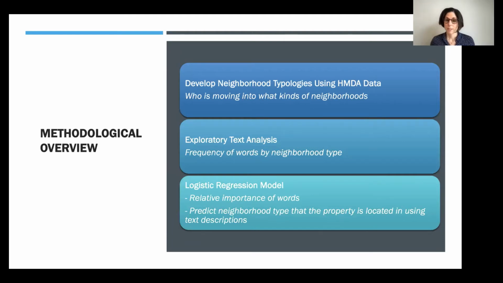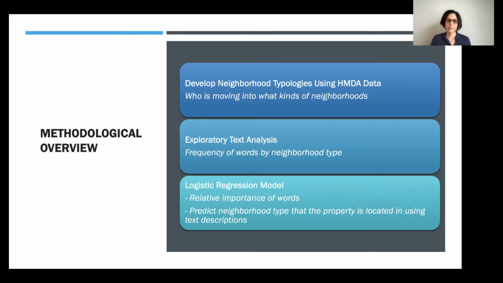So what we did for this first paper was we first developed some typologies of neighborhoods using that HMDA data. That gives us a sense of the neighborhood, so who's applying for mortgages in what kind of neighborhood? And I'll explain that in a second.